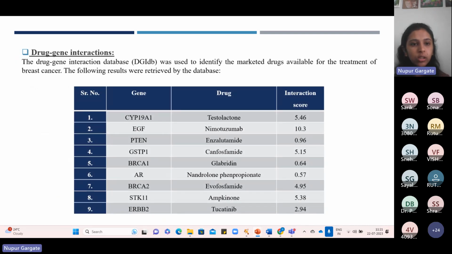For drug-gene interactions, the drug gene interaction database was used, and these were the drugs which were obtained. When we entered the genes, we actually obtained several drugs for each gene, but for representation purposes here, I have only shown the drug which had the highest interaction score with each of those genes. So for CYP19A1, the drug which had the highest interaction score was testolactone, and so on. So that is what we can see here. These drugs are actually marketed drugs which are available for treatment of breast cancer, and they are associated with that particular gene.